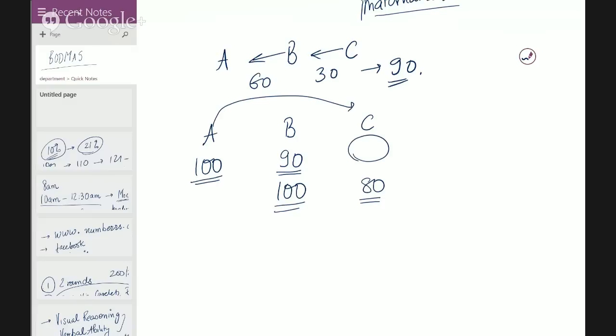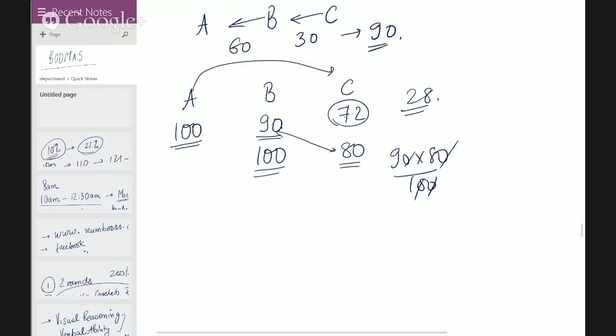So now you just make a table like this. This place is empty, right? This place is found by cross multiplying. So 9 into 8, 90 into 80 by 100, 0 cancels, 72. So when A is at 100, C is at 72. So A beats C by 28 meters. That's simple. Just write the names down, write the distances down, and whatever is missing, find it with the help of these three guys, and done.